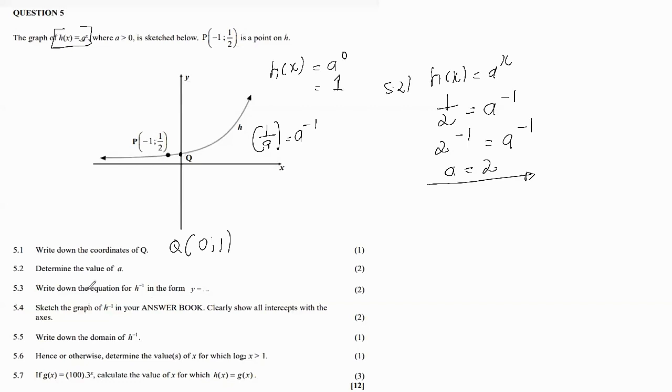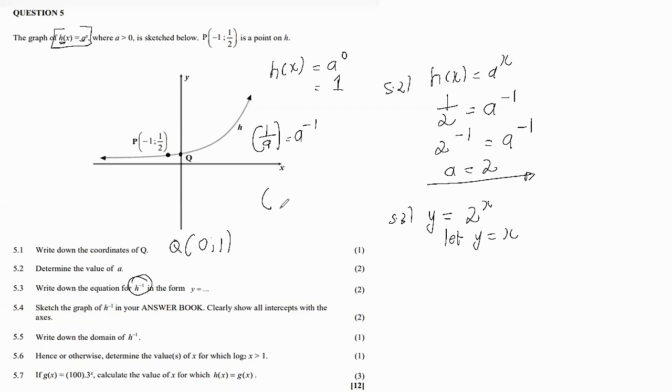Then they now say write down the equation of the inverse. Once you see this, it means the inverse of h in the form of y is equal to, so we know that they want it in the form of log, right? The inverse of an exponential graph is the log graph. So how do we go about this one? We can just change the h of x here to y, and write y is equal to 2 to the exponent of x. Remember, we have just calculated above the value of a. Now at this point, let's swap y and x, because we know that's what the inverse means, right?